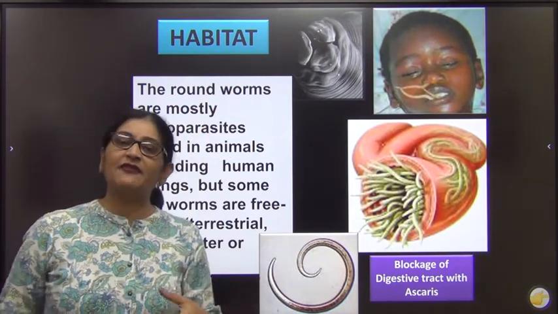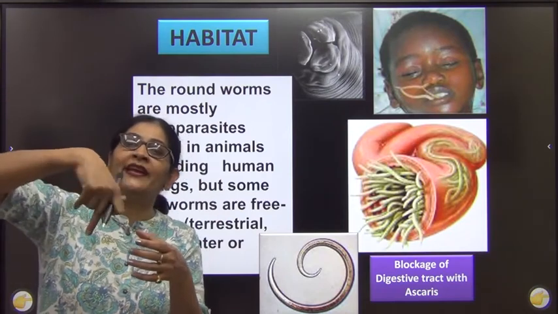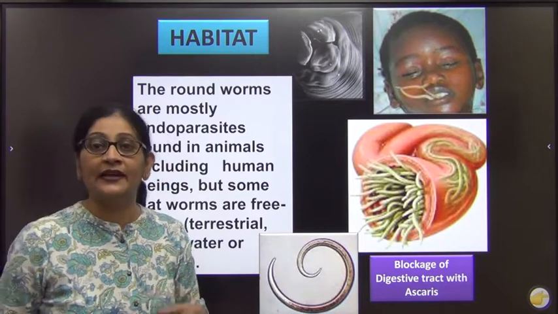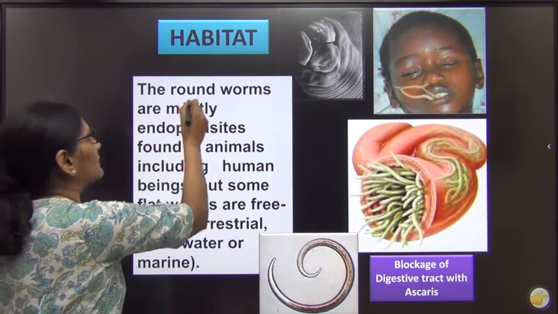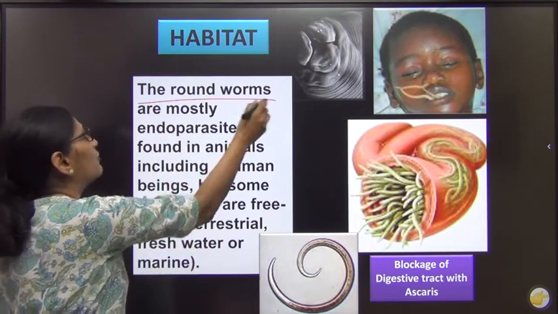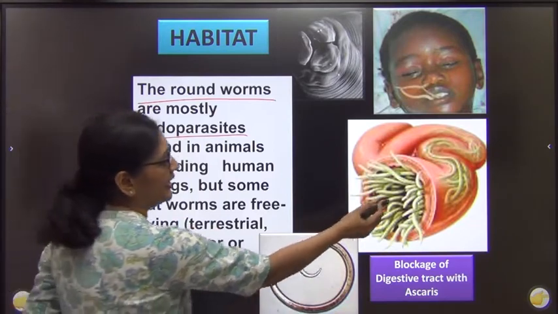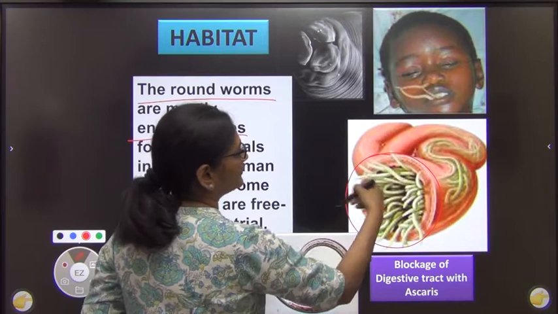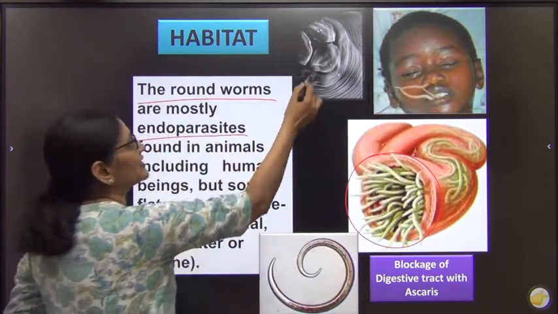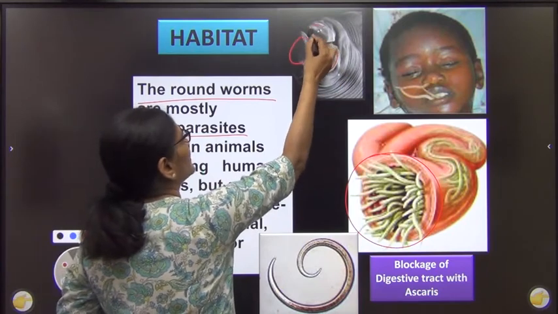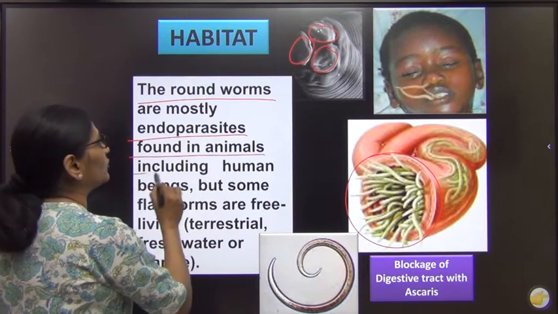Why? Because if we cut an Aschelminth like this, we find that the body is completely circular in outline. Since the body is completely circular in outline, we also call them roundworms. Now, these roundworms are mostly endoparasites. See how they have populated our gut. See how it is coming out of the nose of the child. And since it is a parasite, see how they have hooks and suckers at the anterior end of their body. They are found in animals including human beings.